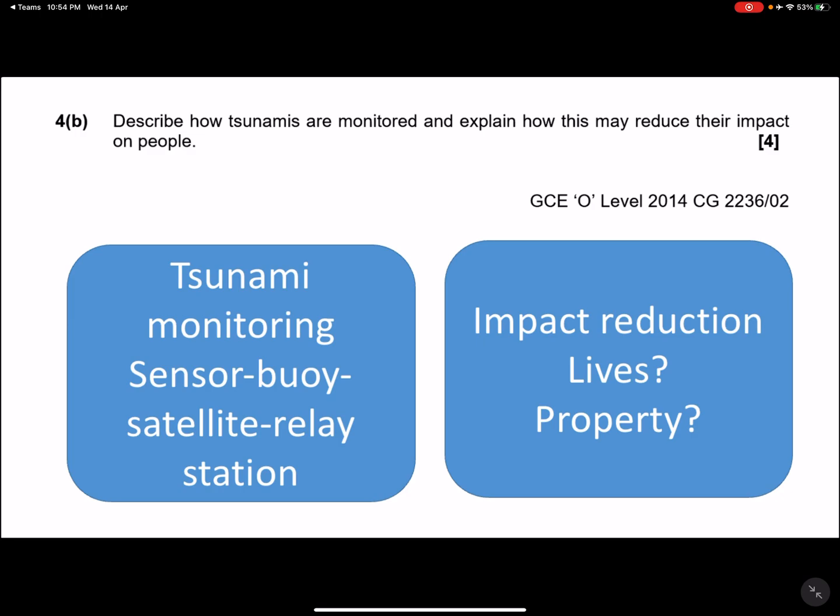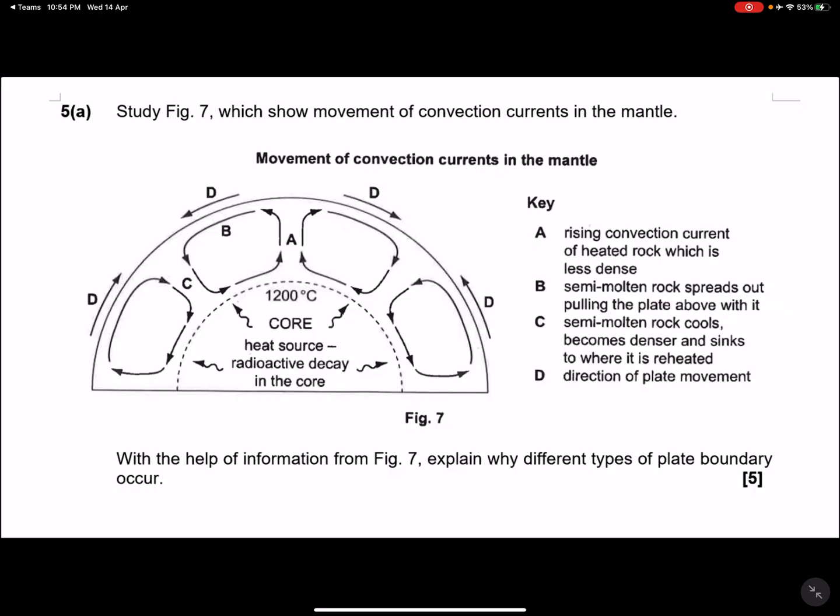Description question again, how tsunamis are monitored and how this may reduce the impact. So 2 marks for description of how the monitoring is done, what is used in the monitoring process, and you start with what is used for, and with how it's used, okay, with the signal being the final product, okay, signal of the tsunami warning. Impact, does it actually reduce life loss? Does it do anything for property? So two areas to look at in potential consideration for impact on people.